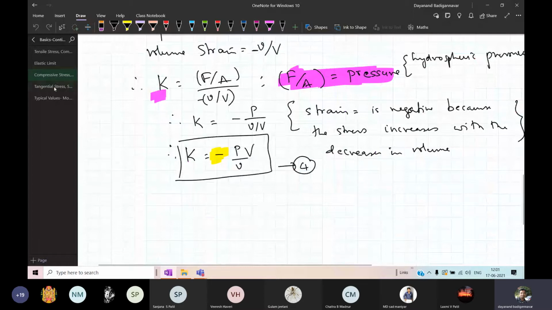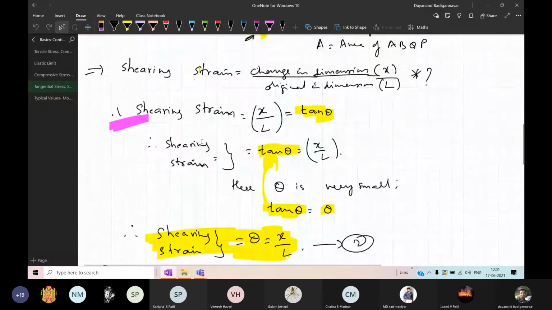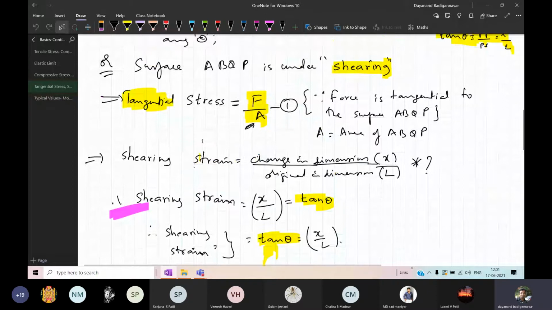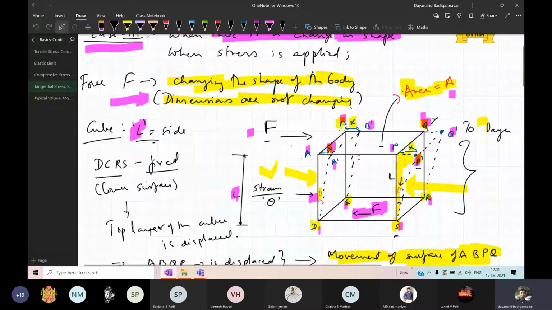Then I have discussed the case for a modulus when the shape of the material is changing, where we have a strain generated in the body. This is the force that I have applied. Due to this force, a couple is generated. The top surface of this cube is shifted, and once it is shifted, shearing takes place.